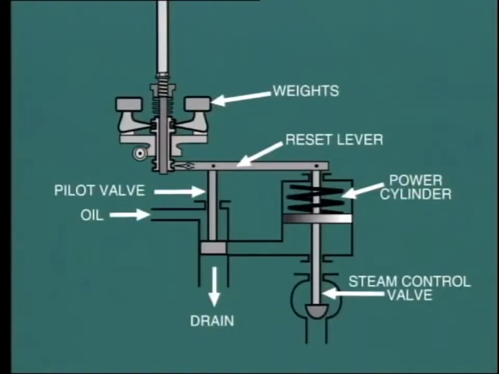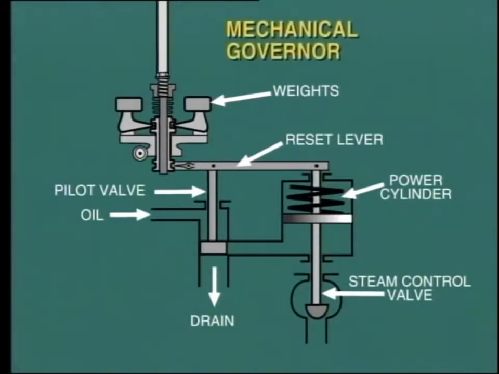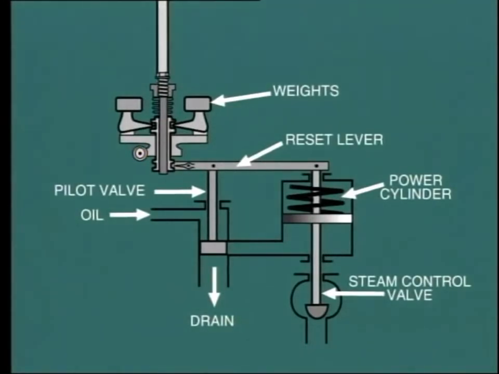This schematic shows us a simplified version of a hydraulic control scheme. In this particular arrangement, a mechanical governor is used to sense turbine speed. Other types of governors are also used, as we'll see in a moment.